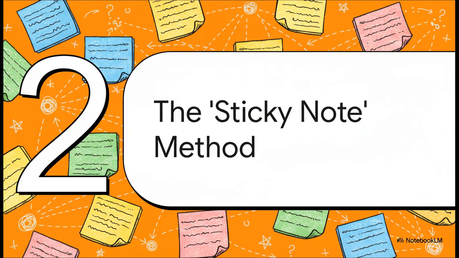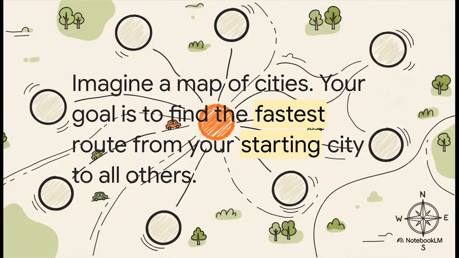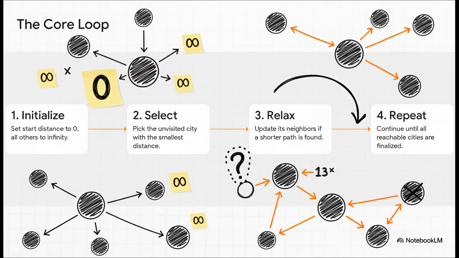Well, let's forget about code, forget about the heavy math for a second. The best way I've found to really get it is with a little analogy I like to call the sticky note method. I want you to picture a big map of cities and roads spread out on a table in front of you. You're standing at your starting city, and your mission, should you choose to accept it, is to figure out the absolute fastest way to get from where you are to every other city on that map. Here's what you do. First, you take a sticky note, write a 0 on it, and slap it on your starting city. I mean, it takes 0 time to be where you already are, right? Then you put sticky notes on every single other city that say infinity, because right now, you have no idea how to get there.